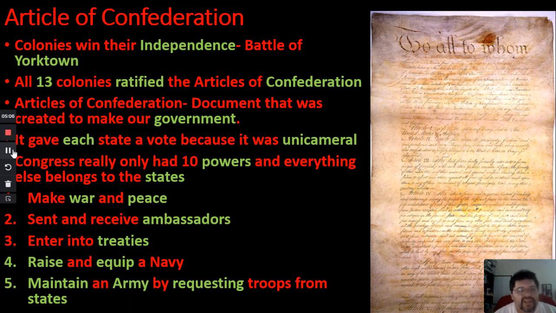Now, this is where things get a little tricky. Maintain an army by requesting troops from states. So the United States government did not have an army. They had to ask other states, hey, can you send us some troops? You know, so yeah, they didn't have their own army.